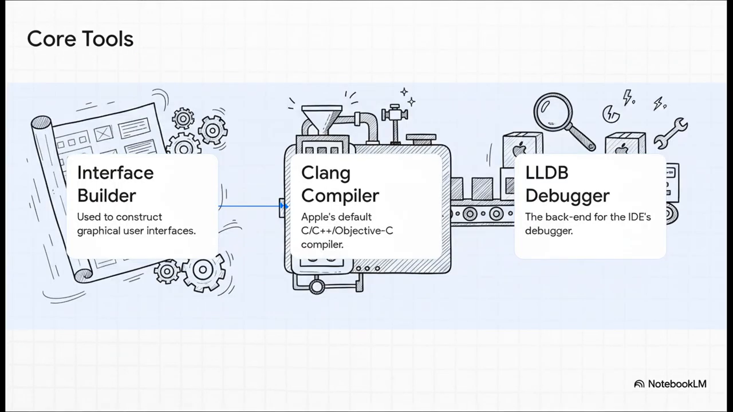You can kind of picture the whole workflow like a digital assembly line. First up, you use something called Interface Builder. This is where you visually design the app's user interface, the blueprint. Then, the compiler, in this case one called Clang, takes all your code and assembles it. And finally, the debugger, LLDB, acts as your quality control inspector, helping you find and fix any little flaws before your app ever sees the light of day.